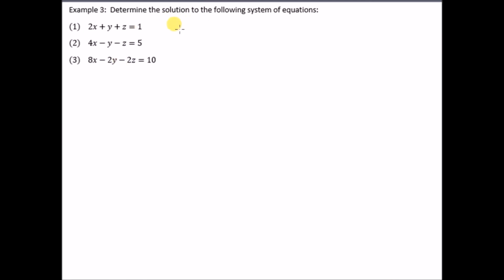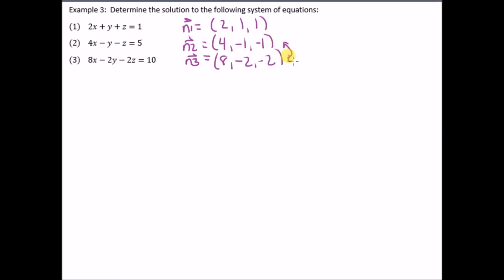Example 3. Determine the solution to this following system of equations. So let's again take a look at the normals. Normal 1, normal 2, normal 3. 2, 1, and 1. 4, negative 1, negative 1. 8, negative 2, negative 2. So are any of these multiples of one another? Yes. The 2 and the 3 are definitely multiples of one another because n2 is a half of n3.